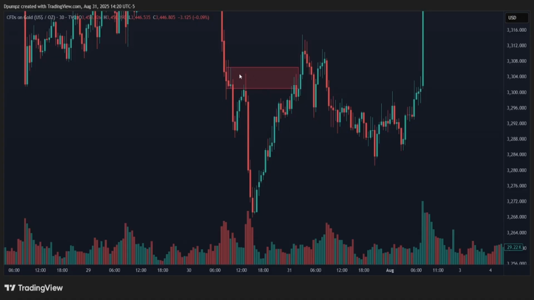So here are the institutions, the banks, the hedge funds. Their orders are sitting right here. So when they drop the market, when they tank the market, they left unfilled orders right here. And we want to trade along with them since we don't control the market. You have retail traders and you have institutions, smart money. They control the market. You want to trade with them.